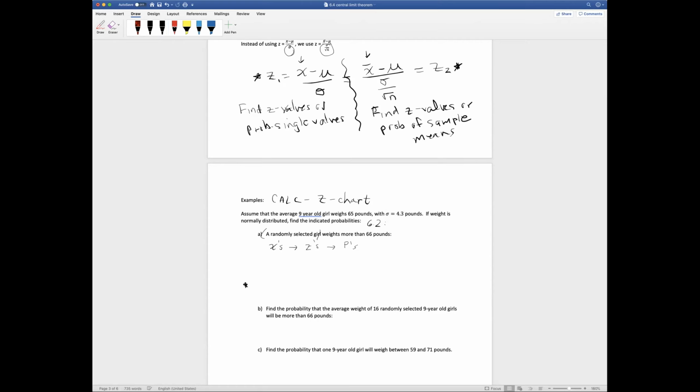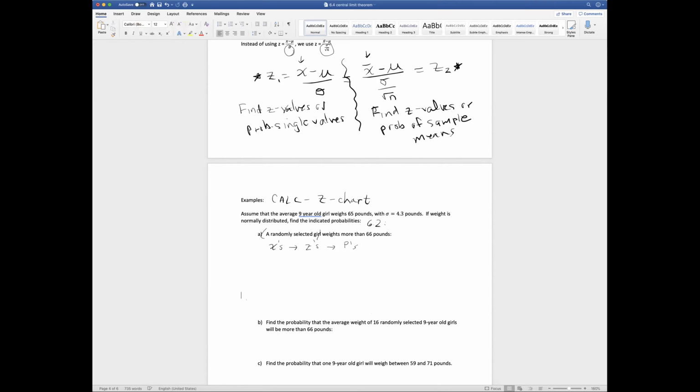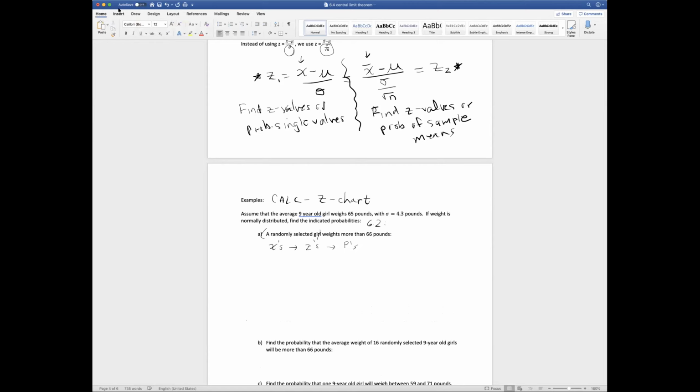I'm just going to insert a little bit more space here because my pen is pretty thick. Okay. So let's figure that out. Find the probability a randomly selected girl weighs more than 66 pounds.